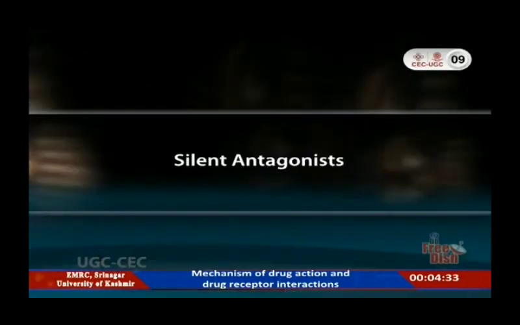Next is silent antagonist. Silent antagonists are competitive receptor antagonists that have zero intrinsic activity for activating a receptor. They are true antagonists, so to speak. The term was created to distinguish fully inactive antagonists from weak partial agonists or inverse agonists.